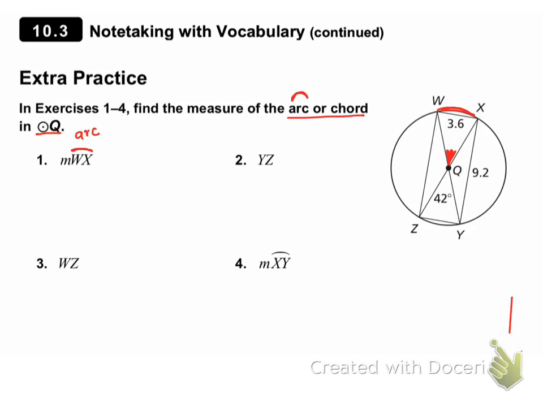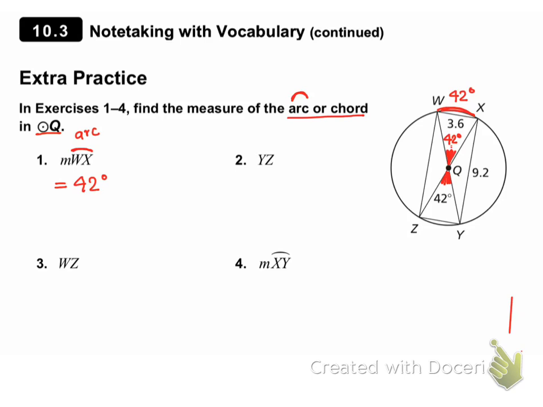I have to know how much this one is, and when I look carefully, I see this is the same as this one. Why are they the same? Because those angles are vertical angles. So if this is 42, I could say this is also 42 degrees, so my arc is also 42 degrees. So the measure of arc WX is equal to 42 degrees.